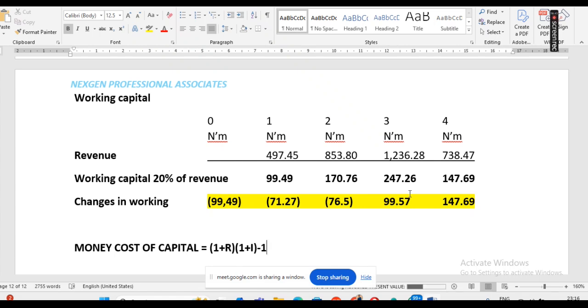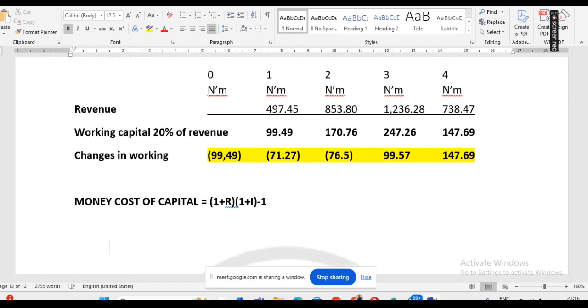So in this case, we want to test if that 11% is correct. I've told you that sometimes ICAN may decide to remove that 11% so that you have to use the real 7%, and that will be wrong because you cannot use real cost of capital to discount money cash flow. You use money cash flow with money cost of capital.